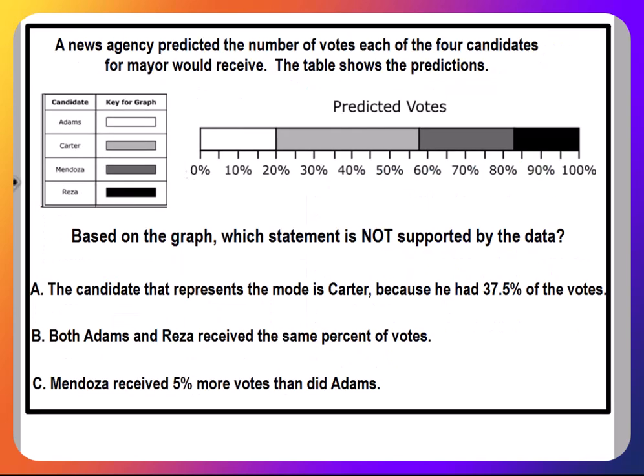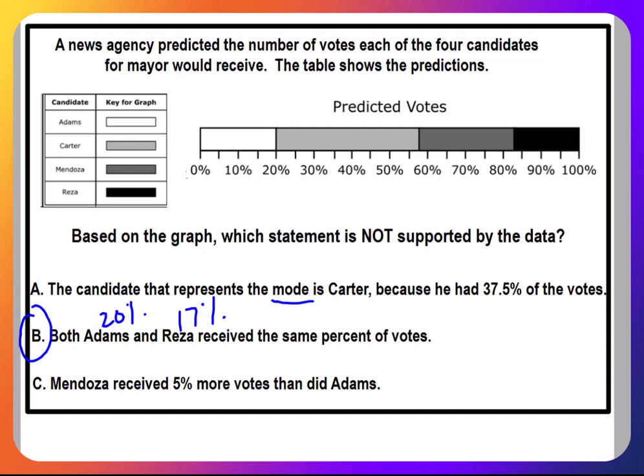And last example, go ahead and pause the video. Go through your answer choices. Use the graph to determine which statement is not supported by the data. Come back, check to see how you did. Okay, did you choose B as the answer that is not supported by the data? If you did, good job. Let's go ahead and take a look, because this one was a little difficult.